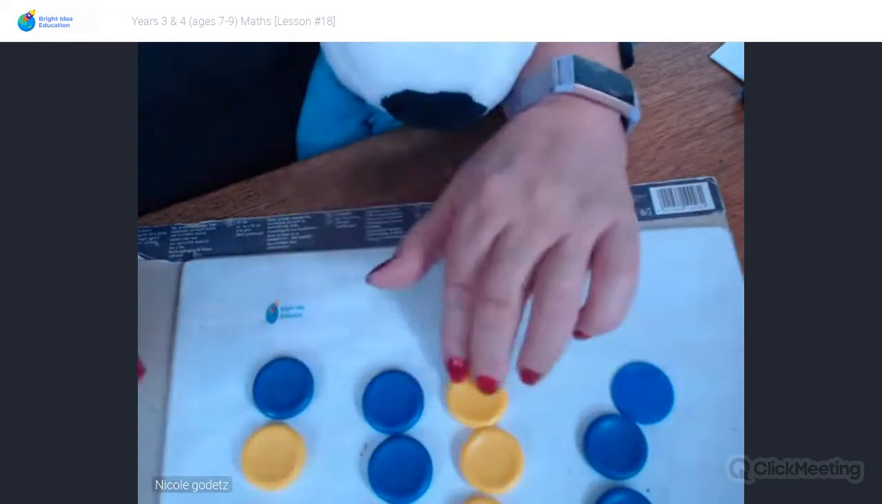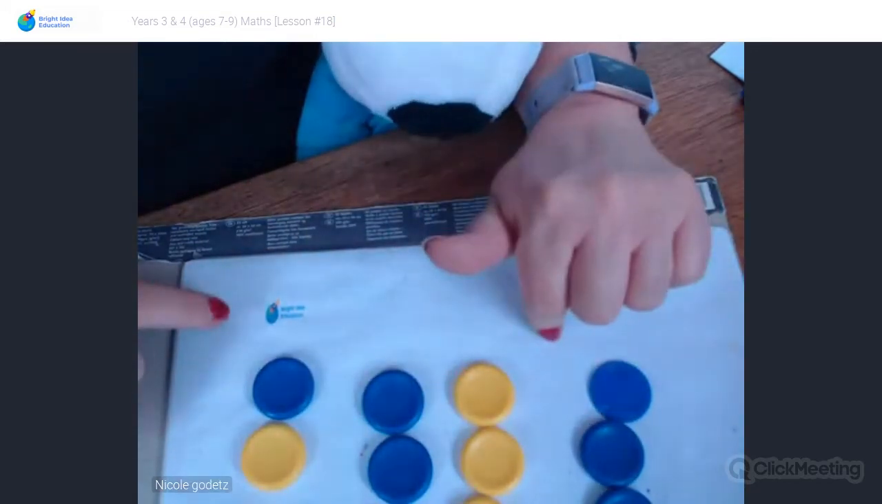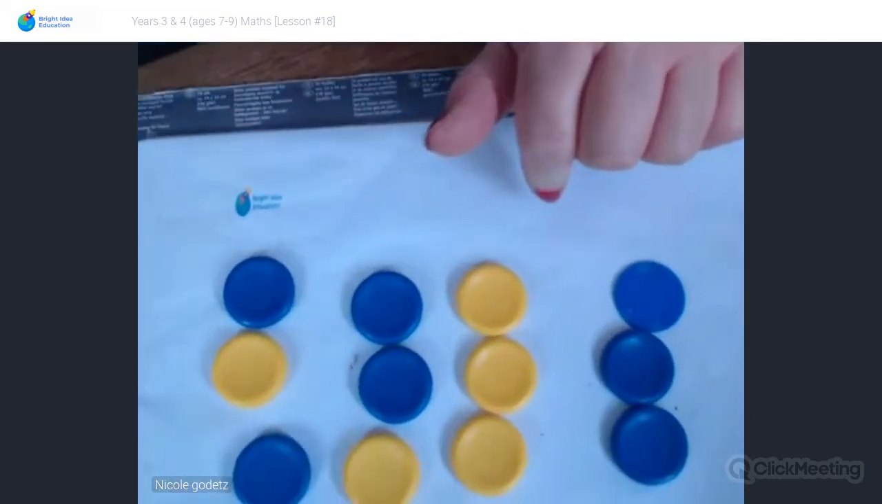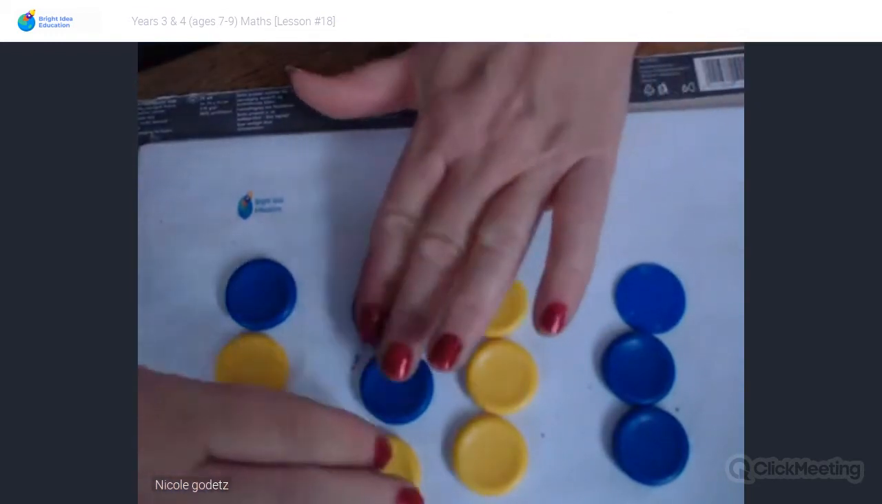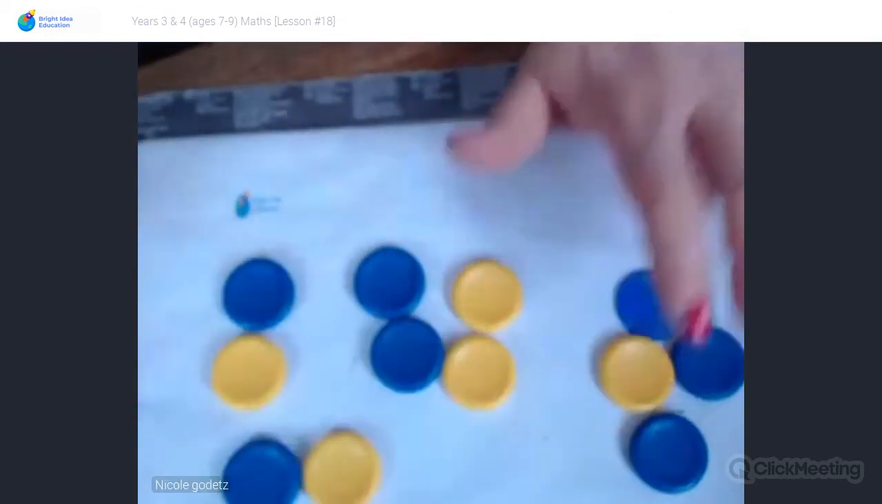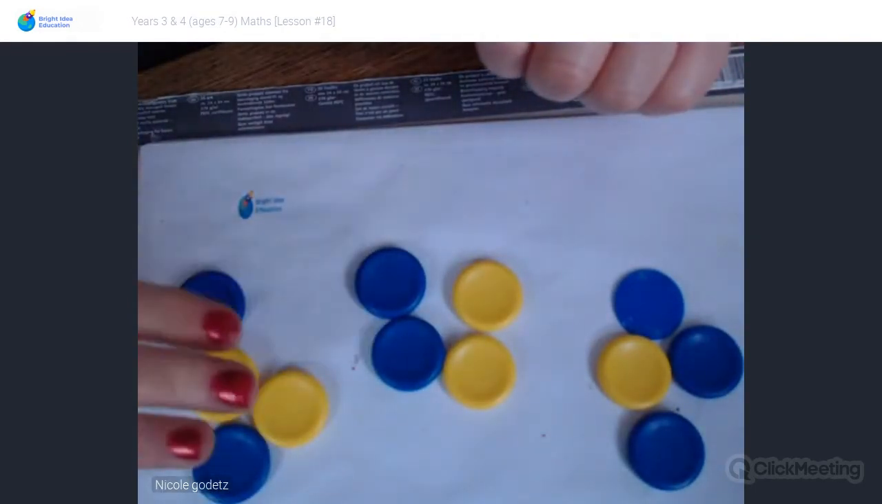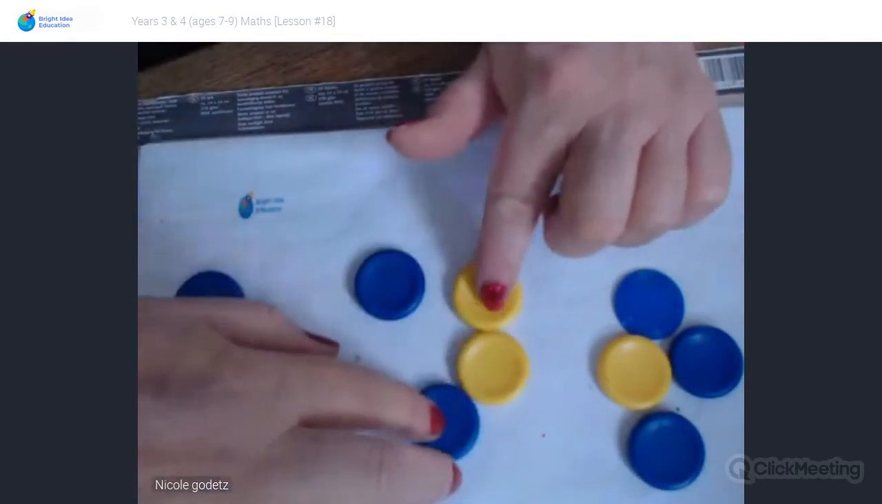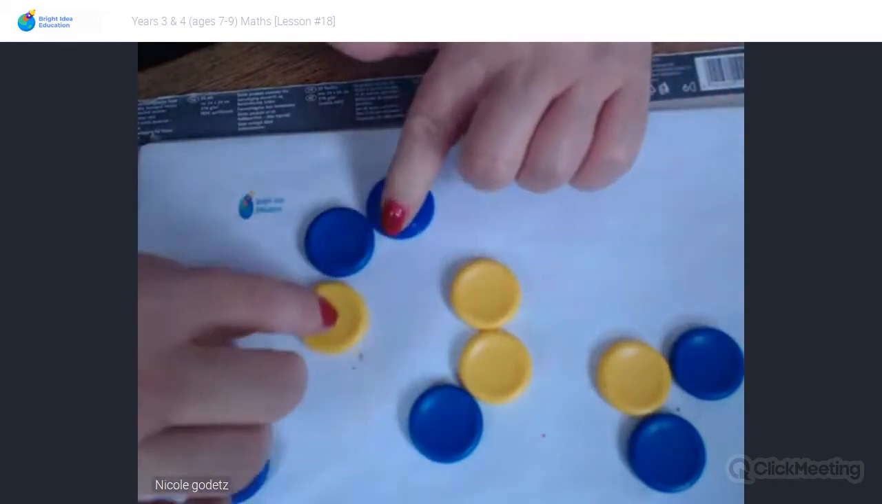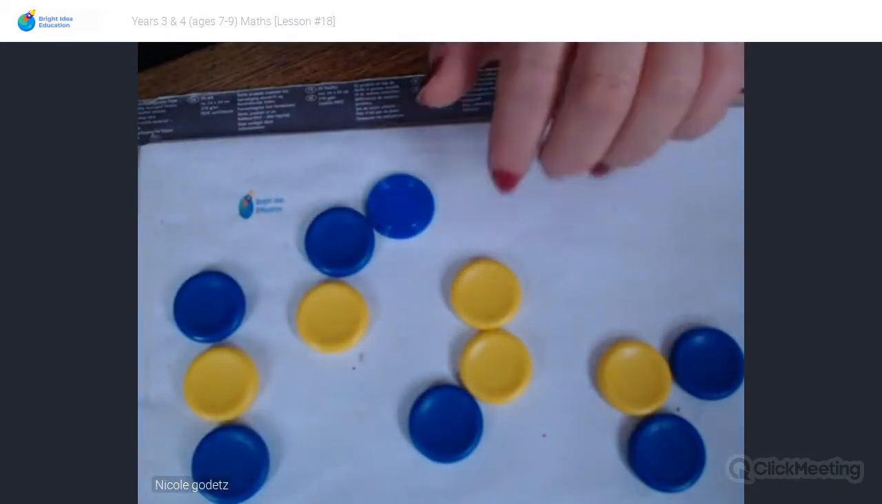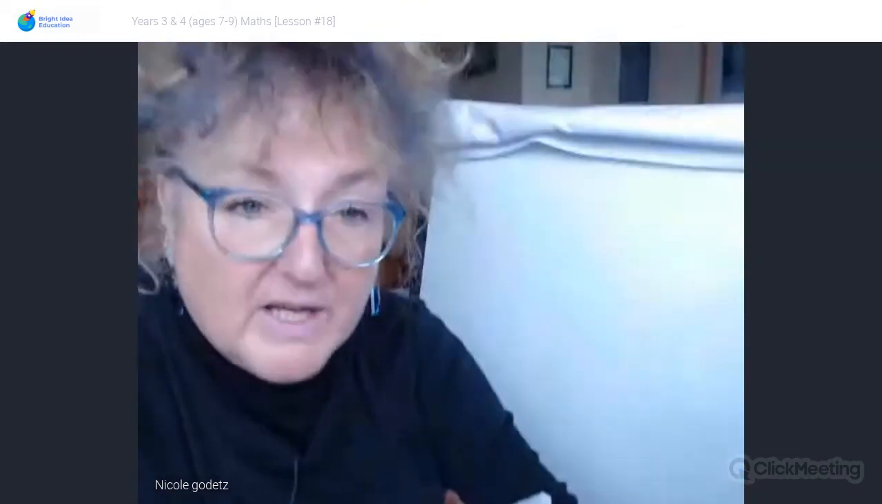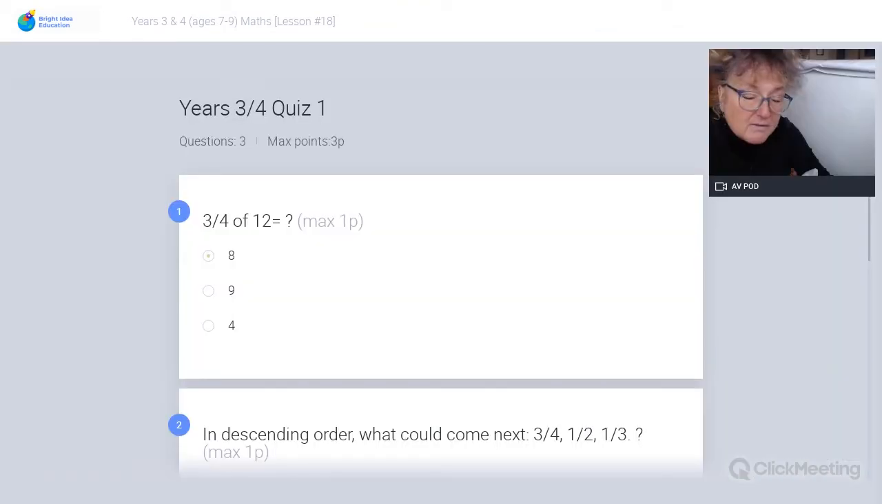3 is 1/4 of 12 because 4 3s are 12. 4 3s are 12. 3 4s are 12. So that's 12 in thirds, 1/3, 2/3. But 4 3s are 12. That's 12 in quarters. Okay. So that does cause confusion for a lot of people. They get muddled up in the 3s and the 4s.